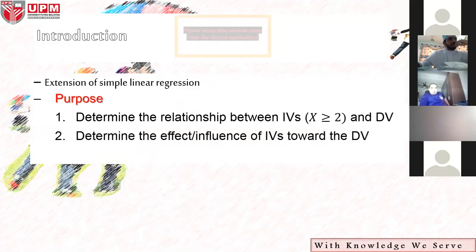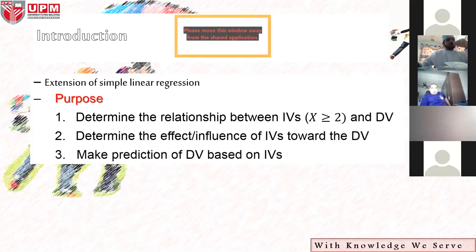Okay, so it is the extension of simple linear regression, in which in simple linear regression we only have one IV. Meanwhile, in multiple linear regression we have more than one IV. Okay, and then the main purpose is we want to determine the relationship, as well as we want to determine the effect or influence of IVs toward the DV. Okay, and then we want to make a prediction equation of DV based on IV. So the objectives are very similar with simple linear regression. It's just in this case we have more than one IV.